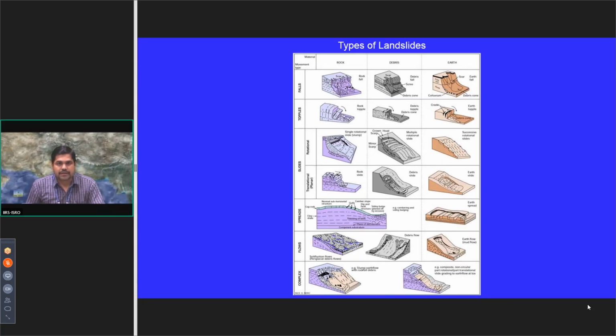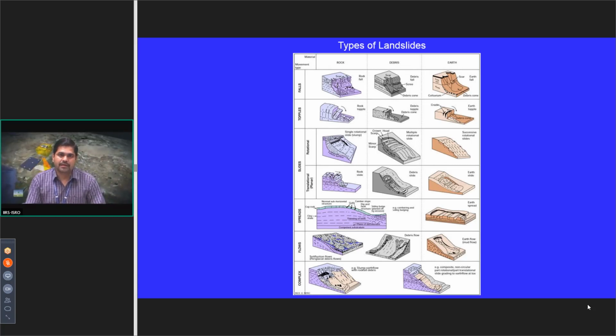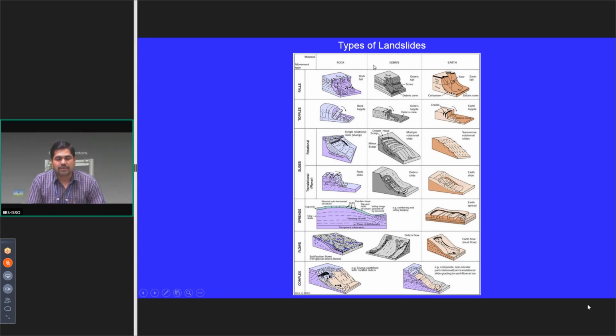Okay, before starting, I would like to get you introduced to the types of landslides. What are those? This classification has been given by Varnes 1974. There are two axes. If I go this way, there is the material involved: whether it is rock, debris or earth. And this vertical axis is the movement type.